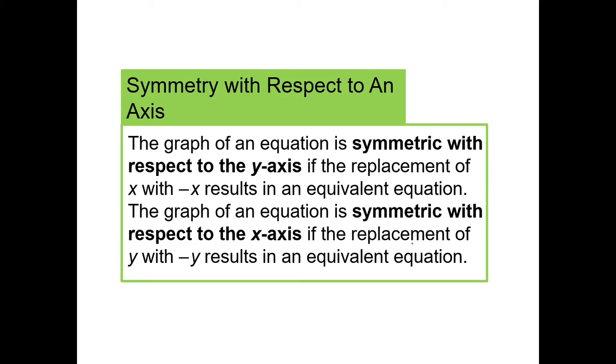Symmetry with respect to an axis. The graph of an equation is symmetric with respect to the y-axis if the replacement of x with negative x results in an equivalent equation. The graph of an equation is symmetric with respect to the x-axis if the replacement of y with negative y results in an equivalent equation.